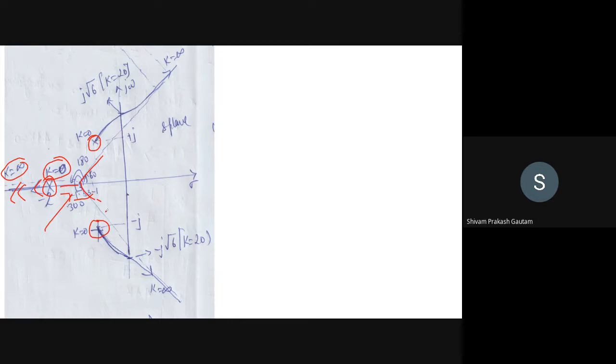Why have we drawn the centroid? To draw the angle of asymptote. Why have we drawn the angle of asymptote? To see how our root locus branches terminate at infinity.